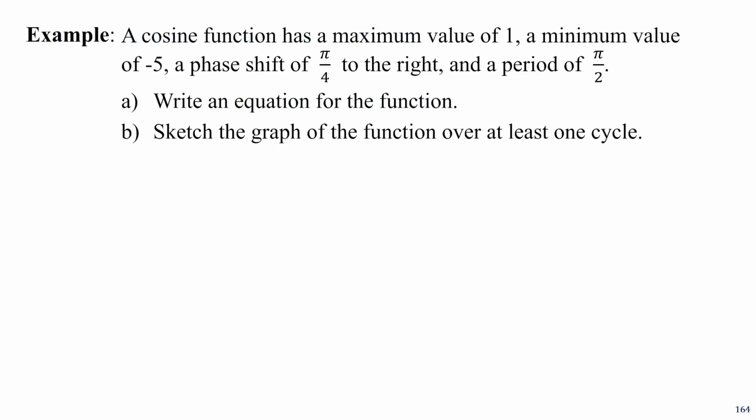So, a cosine function has a maximum value of 1, a minimum value of -5, a phase shift of a quarter pi to the right, and a period of a half pi. There are two questions. First, write an equation for the function. Then sketch the graph of the function over at least one cycle. Are you able to solve both of them? So note that the first question only asks you to write an equation. You don't have to write all of the possible equations.